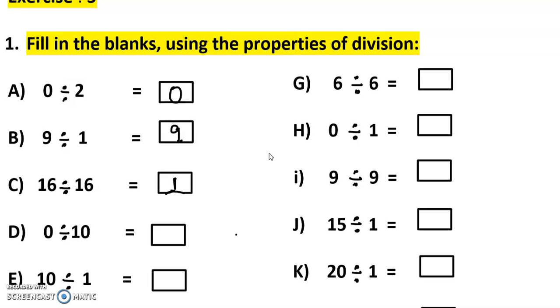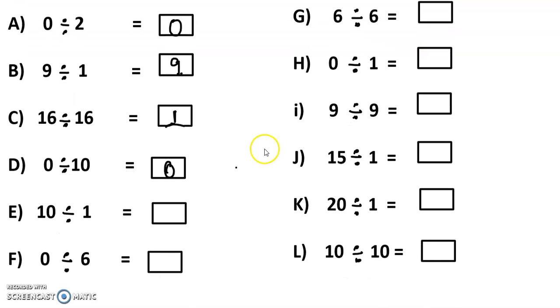Next, 0 divided by 10. If you are dividing 0 by any number, you will get 0 as the quotient. Next, 10 divided by 1. If you divide any number by 1, what will you get? The same number as the quotient. So 10 is the answer.